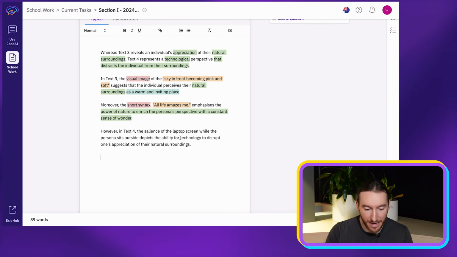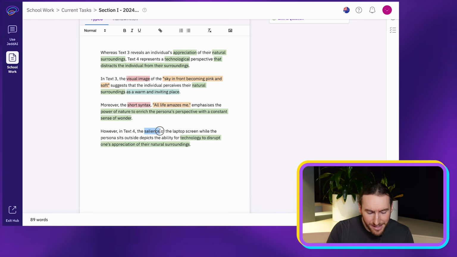There you go. Now, salience of the laptop screen while the persona sits outside. So I give a little bit of context there. The persona's outside, the character's outside, but there is a laptop screen and it's salient, it's prominent. It's the thing our eyes are drawn to. That depicts the ability for technology, because laptop screen technology, to disrupt one's appreciation of their natural surroundings, okay? So we've compared them clearly and said, notice how the ability for is like the power of, the ability for technology to disrupt one's appreciation of their natural surroundings. So that's the link to the question with the specific insight.